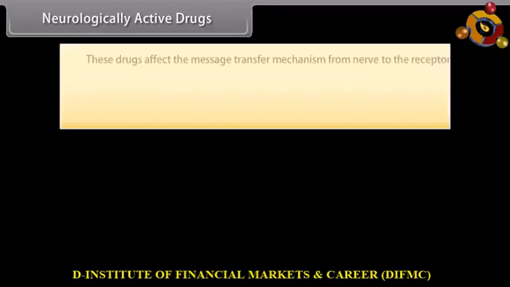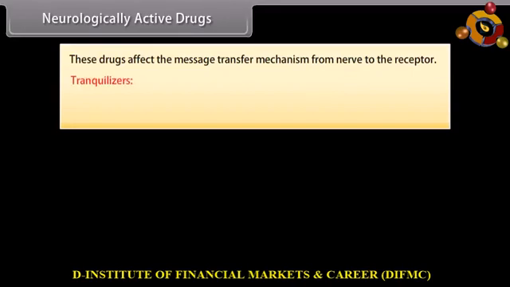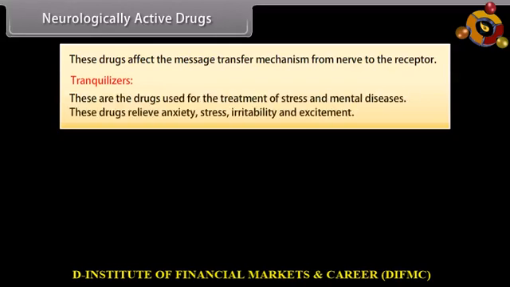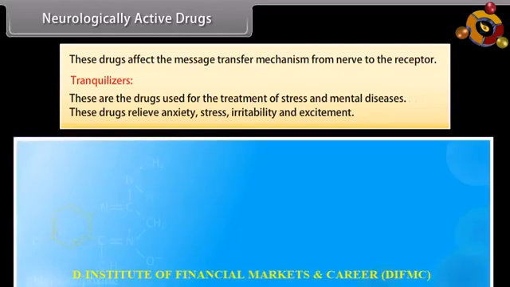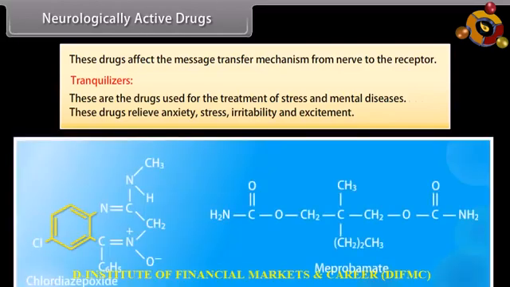Neurologically active drugs. These drugs affect the message transfer mechanism from nerve to the receptor. Tranquilizers. These are the drugs used for the treatment of stress and mental diseases. These drugs relieve anxiety, stress, irritability and excitement. For example, chlordiazepoxide and meprobamate are mild tranquilizers.